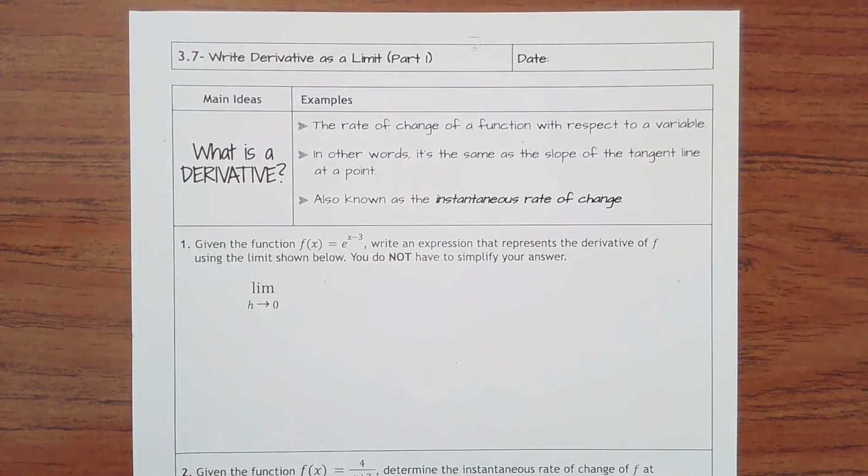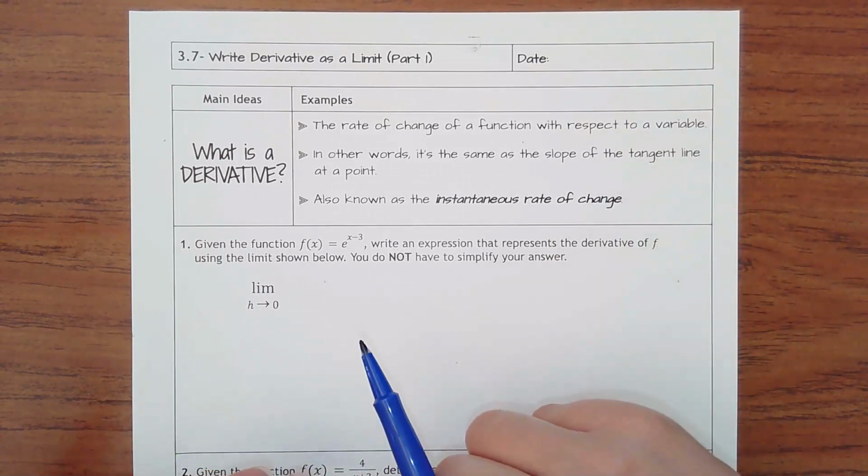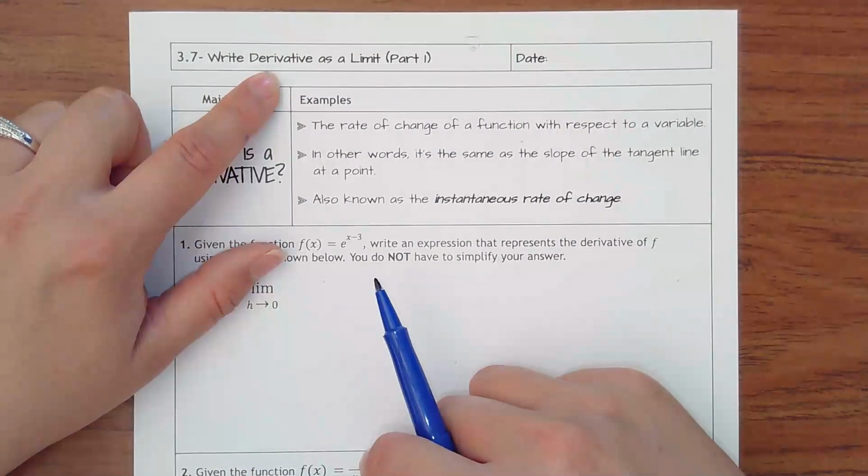3.7, right derivative as a limit, part 1. So there's these new vocab words we need to know in calculus. We've learned that a secant line is a line that touches at 2 points. We've learned that a tangent line actually touches a line at 1 point. Tangent line and finding the derivative is the same thing.